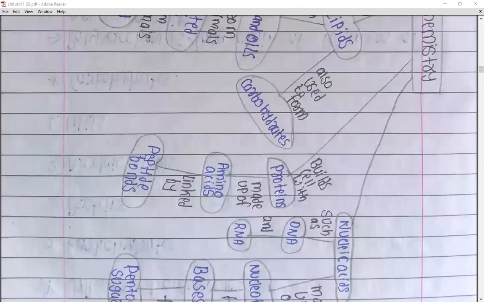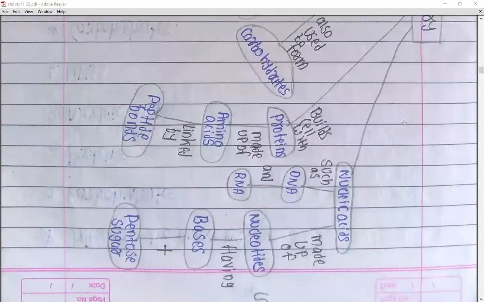Third is the proteins, which build the cell. That means whenever a cell is being produced, the cell needs protein for its development. These proteins are made up of amino acids. That means the amino acids combine with each other to form the proteins, and these amino acids are linked with each other with a bond which is known as the peptide bond.